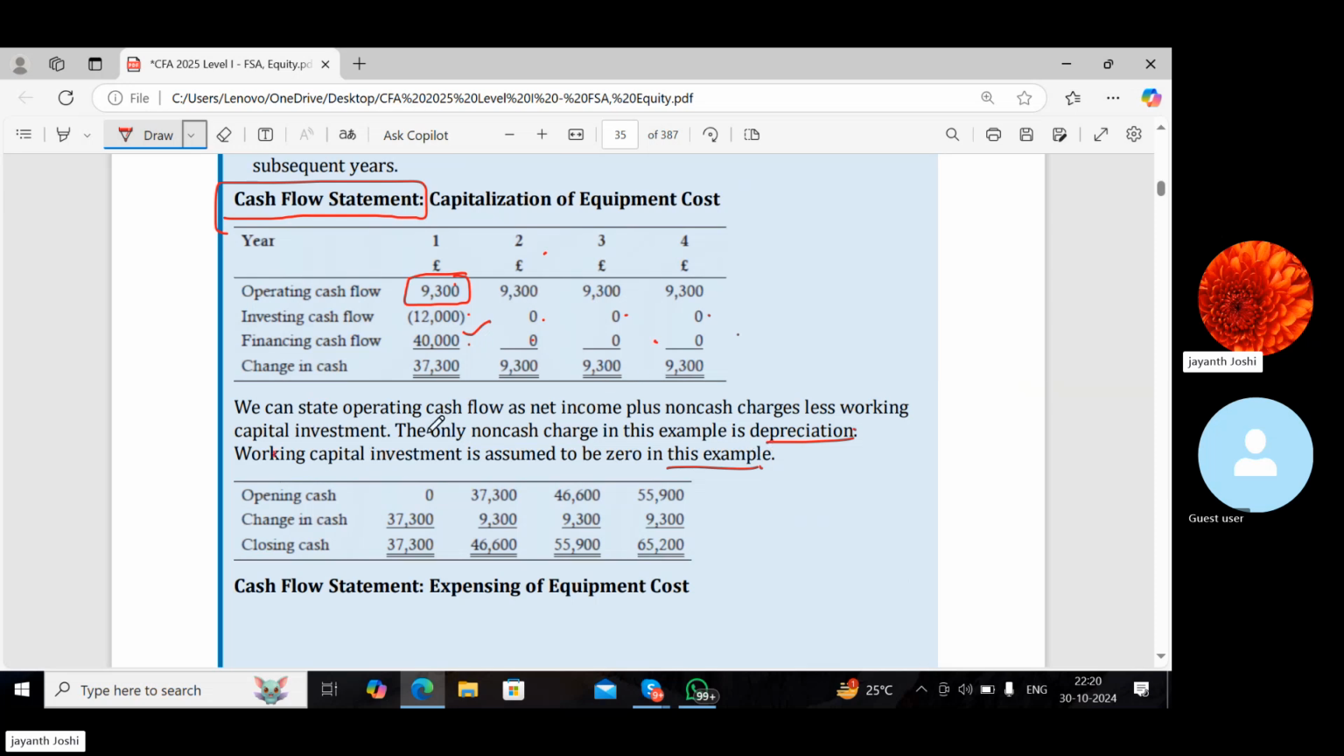So opening cash, let's say zero, and we saw the change in cash: in the first year you had nothing in your cash balance, and you see a cash balance of 37,300. So closing cash becomes opening, and next year you add 9,300, this becomes closing, again opening, added, closing.